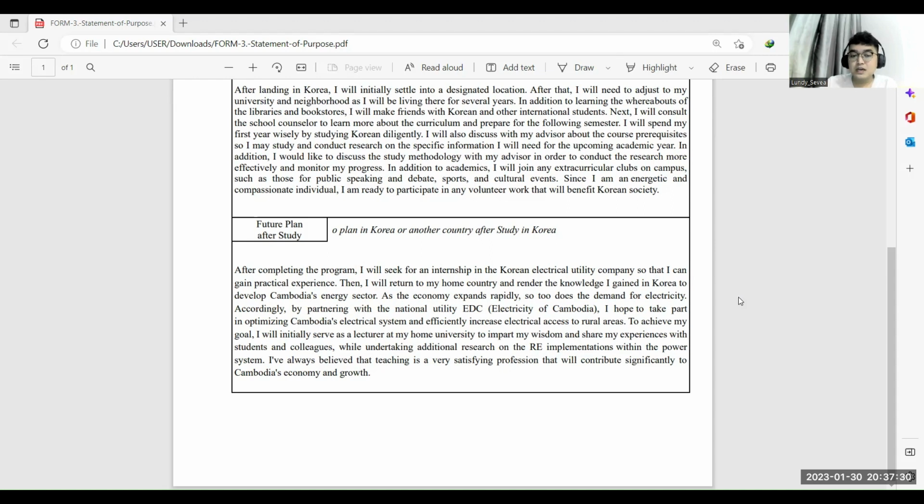To achieve my goal, I will initially serve as a lecturer at my home university to impart my wisdom and share my experiences with my students and colleagues, while undertaking additional research on the renewable energy implementations within the power system. I've always believed that teaching is a very satisfying profession that will contribute significantly to Cambodia's economy and growth.